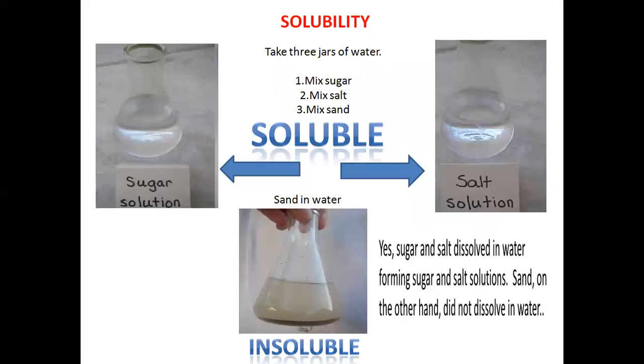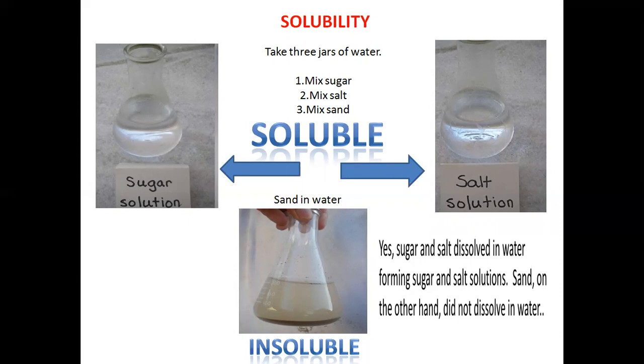Solubility. Now, it is an interesting experiment to do. Take three jars or tumblers, whatever is available. Take some water in them. In one jar, mix one spoon of sugar. In the second jar, mix one spoon of salt. And in the third jar, mix one spoon of sand.